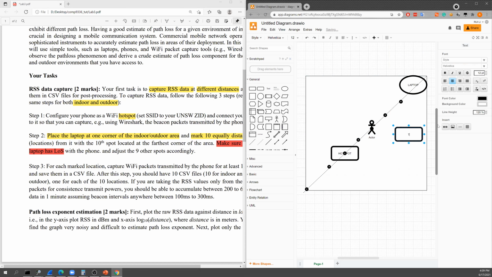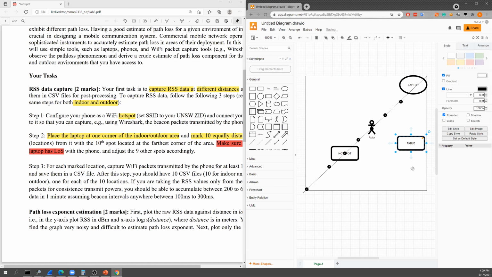For example, you have a table here. Is that okay? Yes, it is okay because the table is not between the laptop and hotspot. If you have a table between them, it's not really okay. So what you need to do is keep this way very clear. You should have nothing between them. When you stop the capturing, you should not stand between them, okay?